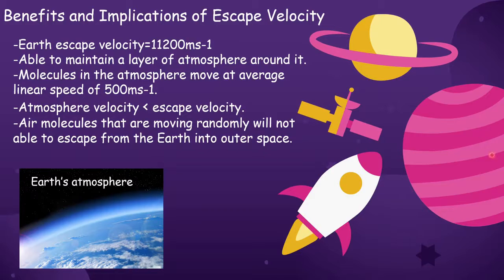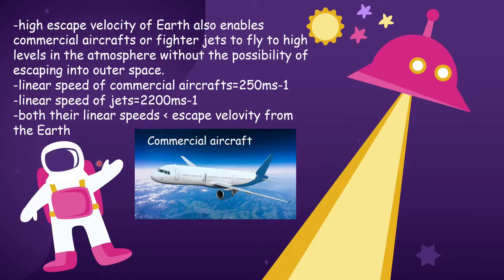and molecules that are moving randomly will not be able to escape from the Earth into outer space. Next, high escape velocity of Earth also enables commercial aircraft or fighter jets to fly to high level in the atmosphere without the possibility of escaping into outer space. Linear speed of commercial aircraft is 250 m/s. Linear speed of jet is 2,200 m/s. Both their linear speeds are lower than escape velocity from the Earth.